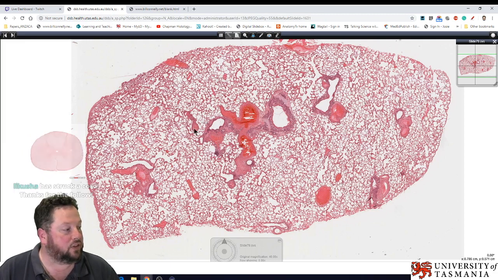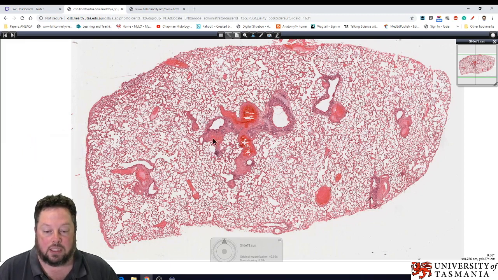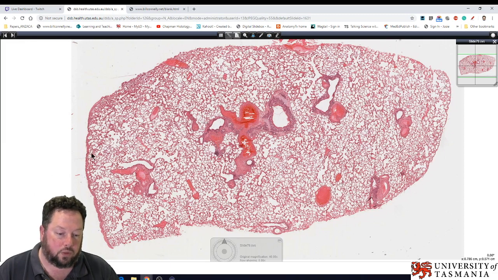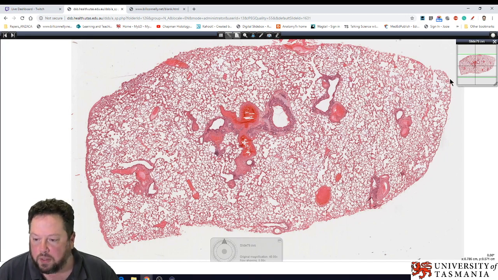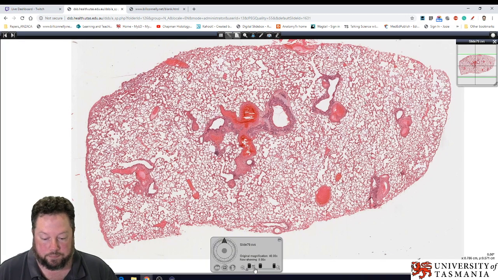So what we're looking at here is the histological section of the lung. Out here on the surface, this is where we're actually going to find our visceral pleura. Now, it's been sort of disrupted on this side. It looks like there might be a little bit on this side here. Let me just get rid of that there.